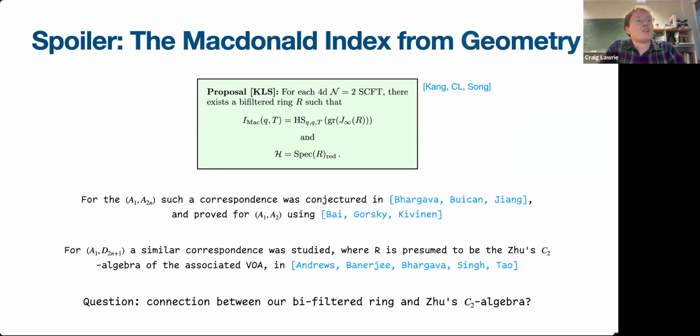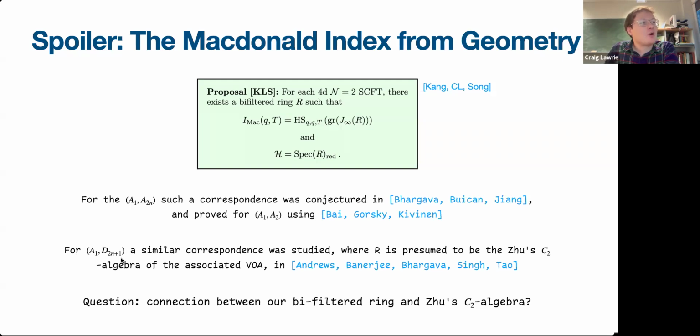Right. There has been some work relating similar or related objects before that I want to highlight immediately. For the A1, A2n theory, several of these symbols, in particular the GR, trivialize. This correspondence has been conjectured a couple of years ago. And in fact, you can prove it for the A1, A2 theory. Hopefully later I will convince you why this is challenging, even for the A1, A2 theory, which should be the simplest theory imaginable.